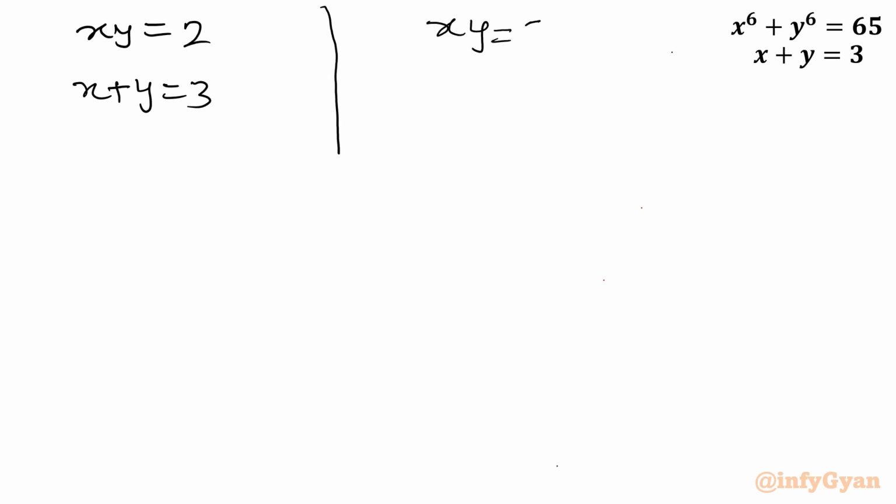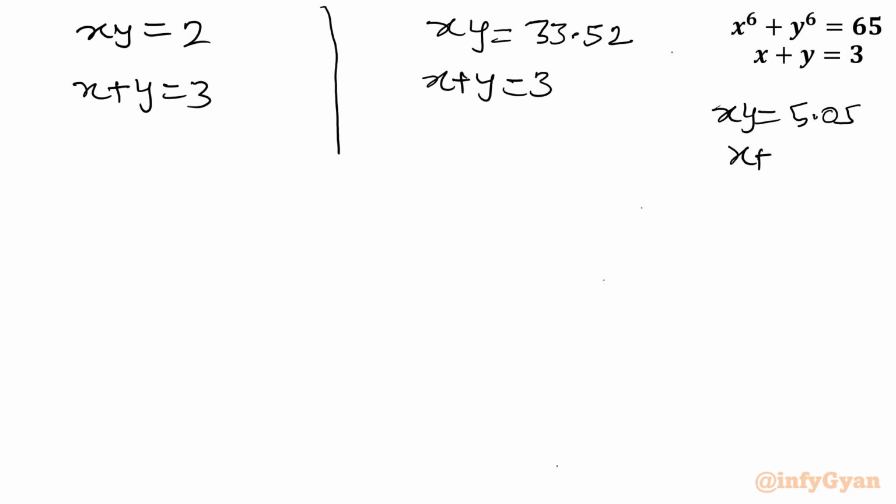Let me write here quickly. xy is equal to 2, x plus y equal to 3. And the second set, if you check: xy is equal to 33.52, and another xy will be equal to 5.052. Let me write 5.05, and x plus y equal to 3 equation everywhere.